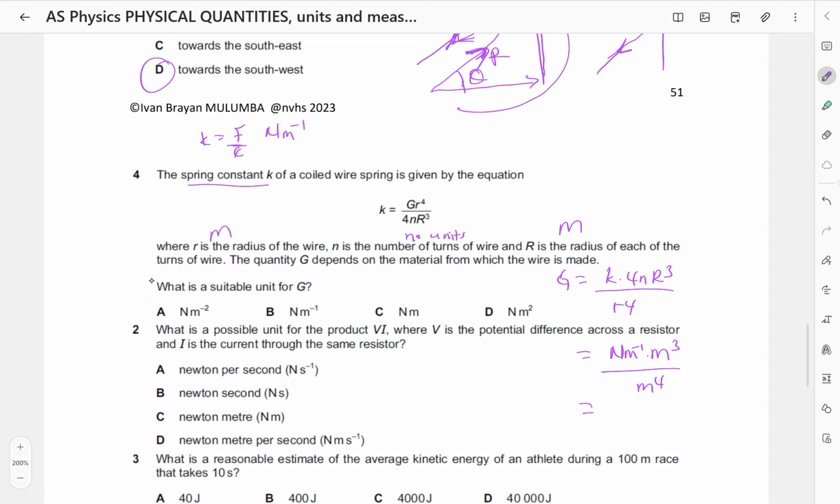So we simplify this, it becomes newtons times m to the power negative 1, times m squared over m to the power 4. So it becomes m squared divided by m to the power 4, which is m to the power negative 2. The answer is going to be A.